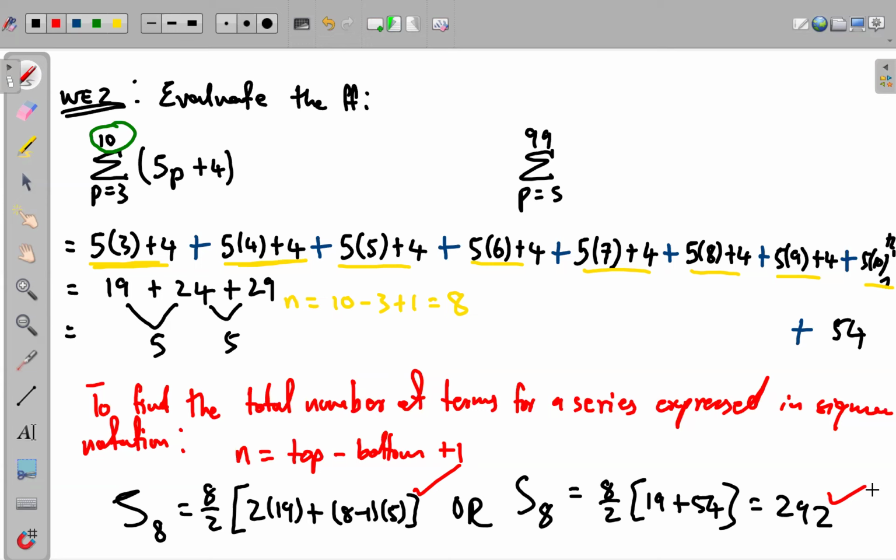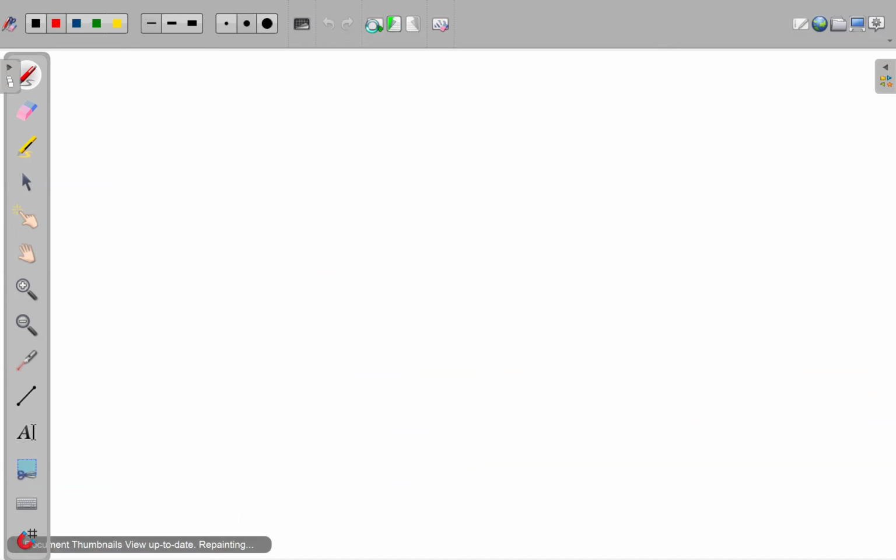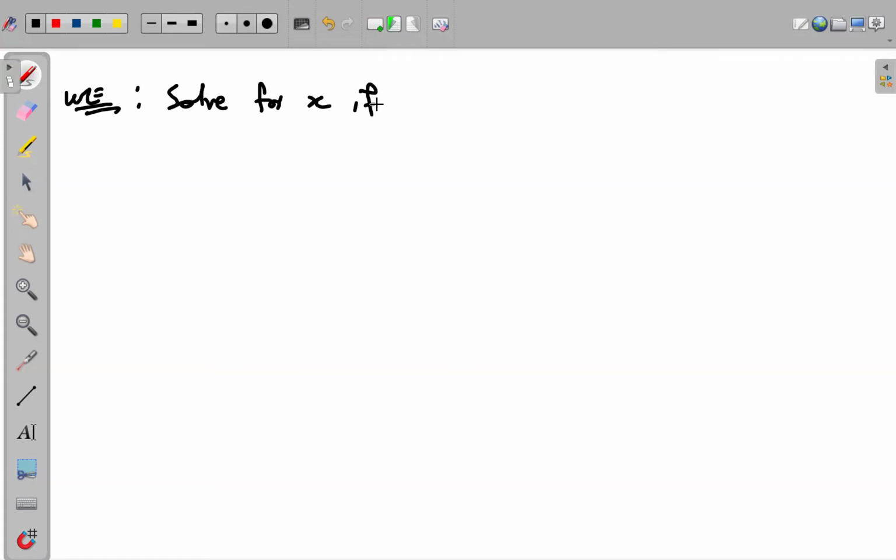This is not the only way in which we can ask questions involving sigma notation. As I said, we can be quite sneaky, right, as examiners. So I'm going to do another example that is sort of in the form of an equation. So look at this. And this is kind of a solve for x question. Check this one. Solve for x if the following is true.